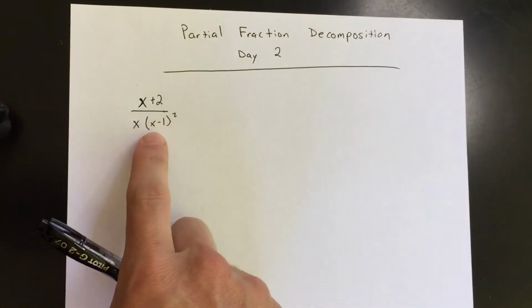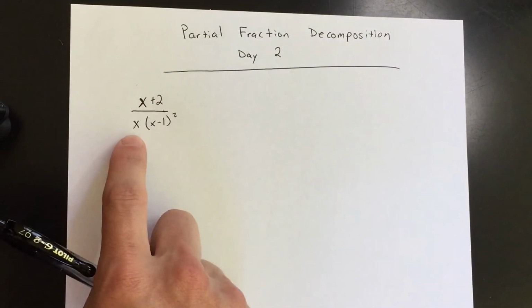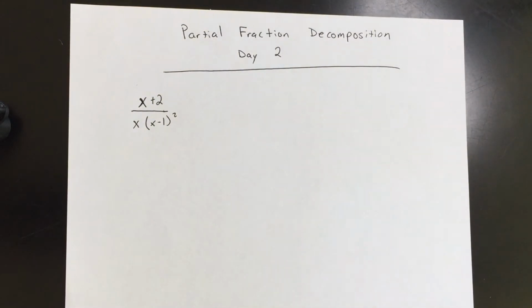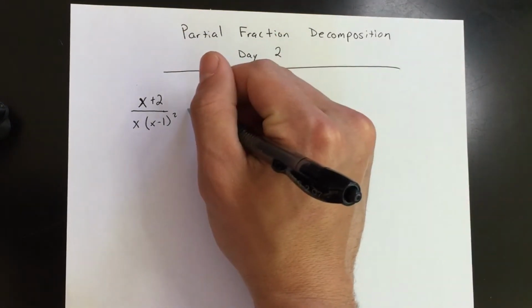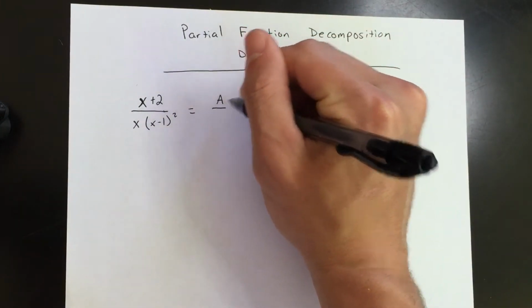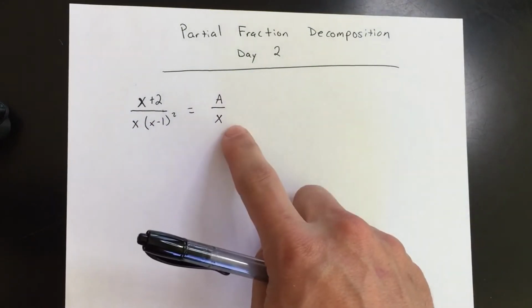a repeated factor. Right? Because this really could be factored as x plus 2 over x times x minus 1 times x minus 1. It's a repeated factor. And when we solve these, if our factor is a repeated factor, we have to solve them a little differently. So this is how we set these up. Now, similar to what we did yesterday, we're going to take the first part of the denominator and put A over x.